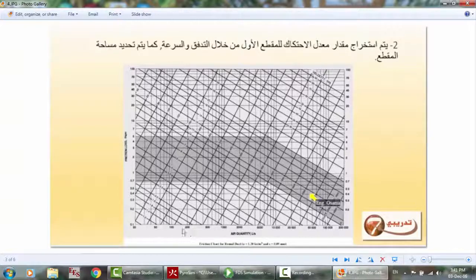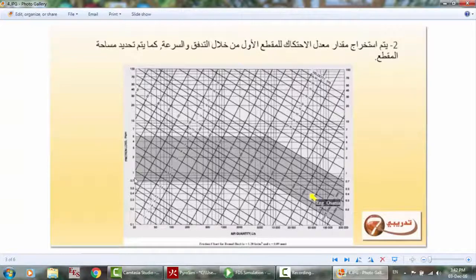So suppose that you have a flow rate here, 200 liters per second air quantity, and then you have a velocity of 4 meters per second, okay. So it will be here 0.8 as the pressure loss, okay. This is for the first duct, or for the main duct.